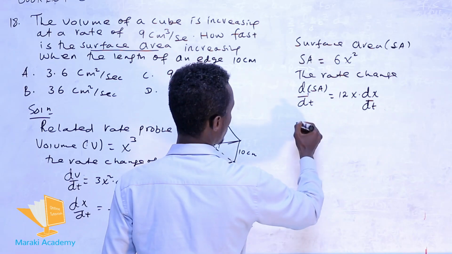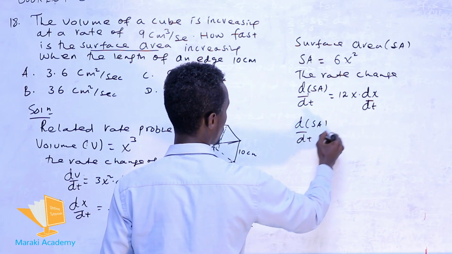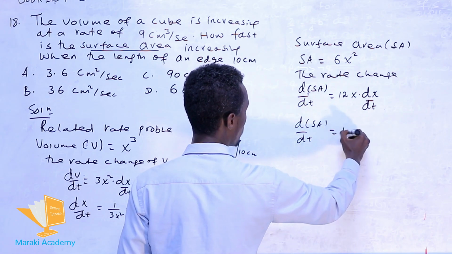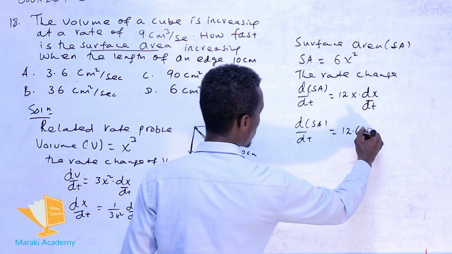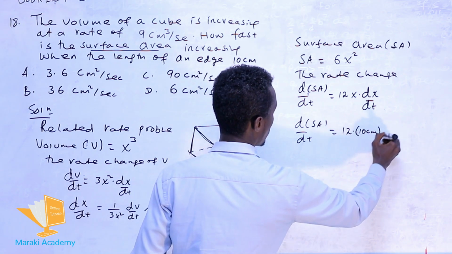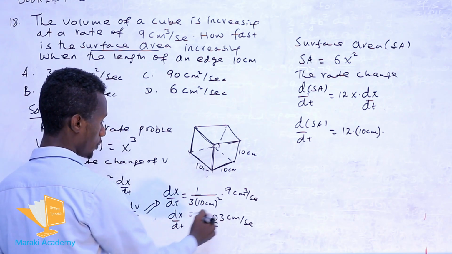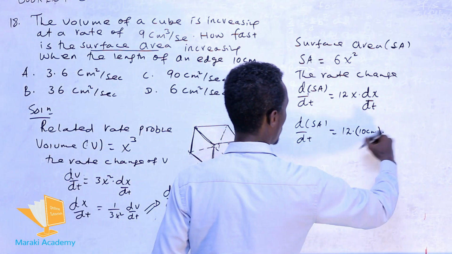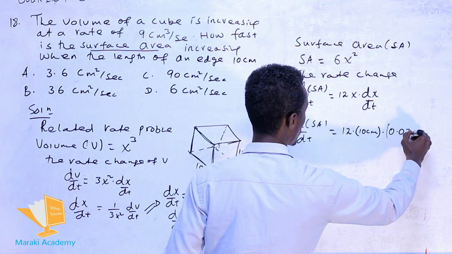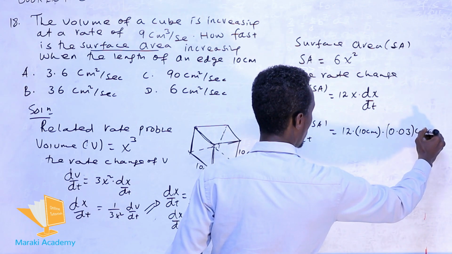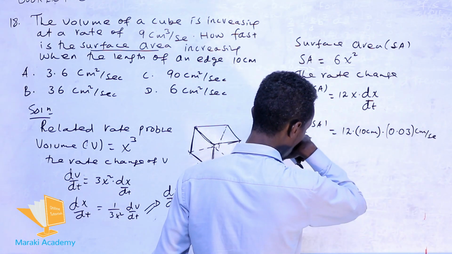Now the rate of change of the surface area with respect to t is equal to 12 times our edge, which is 10 centimeters, times the rate of change of the edge, which is 0.03 centimeter per second. So we get this form.